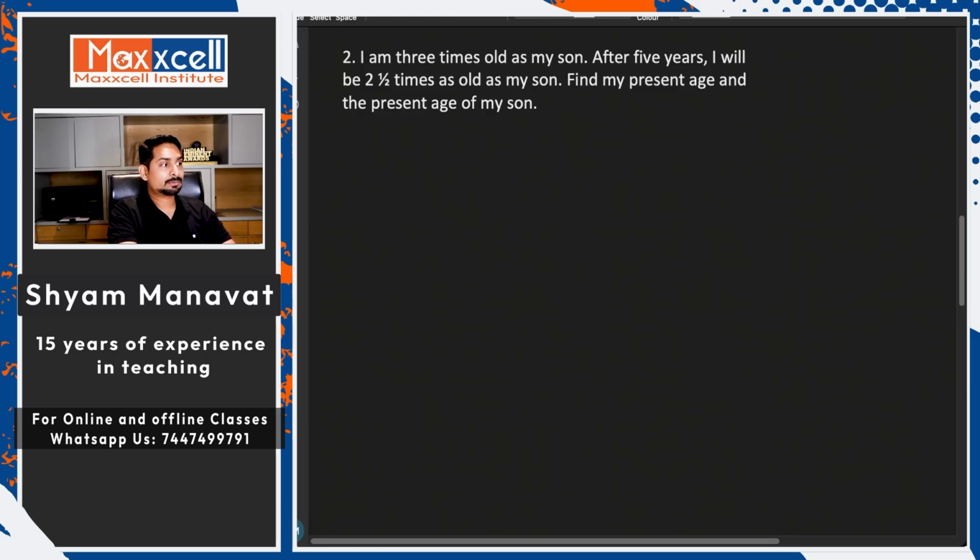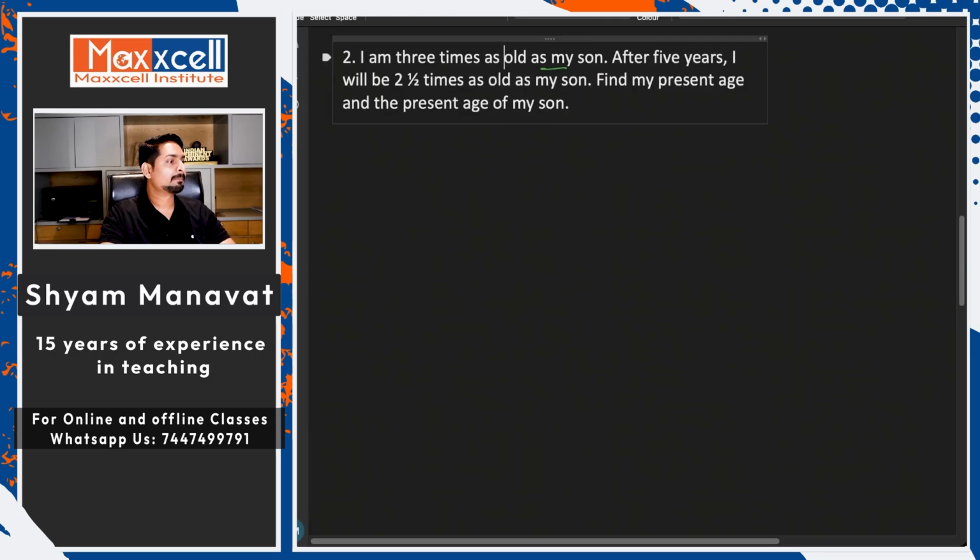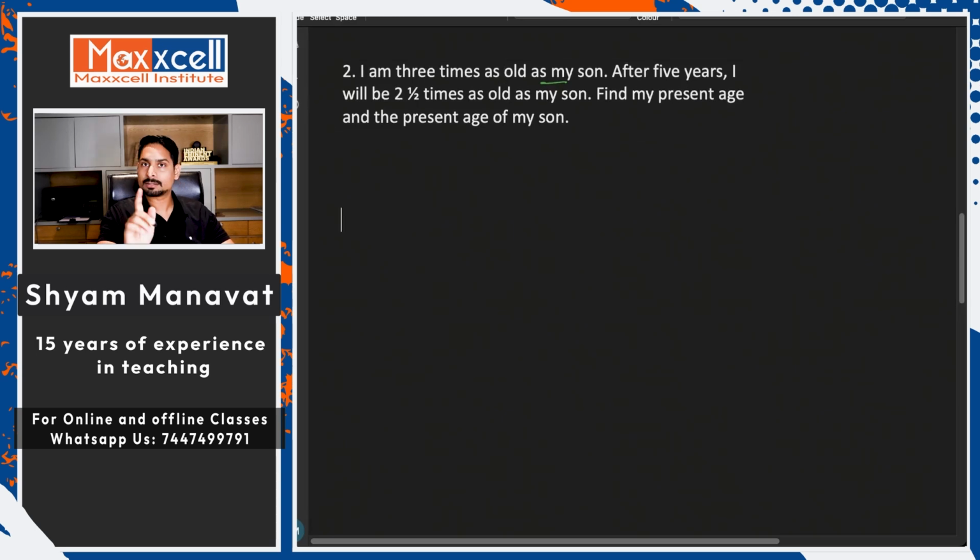I am 3 times as old as my son. After 5 years, I will be 2.5 times as old as my son. Find my present age and the present age of my son. We can solve this question by having only one variable itself, but because I wanted to show you two variables, so we can try with two variables this question.